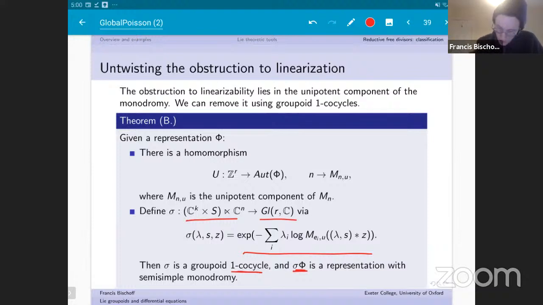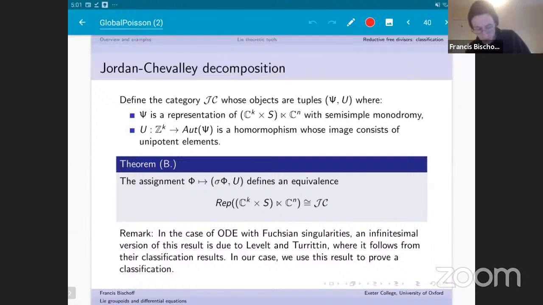So this can be repackaged in the following form, which is a Jordan decomposition for groupoid representations, or if you want, for logarithmic flat connections. I want to define a category here where the objects consist of tuples (psi, u), where psi is a representation of the groupoid which has semi-simple monodromy, and u is a map from Z^k to the automorphism group of this representation, whose image consists of unipotent elements.